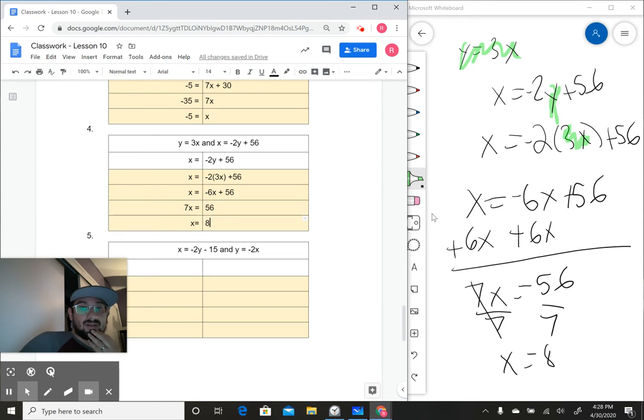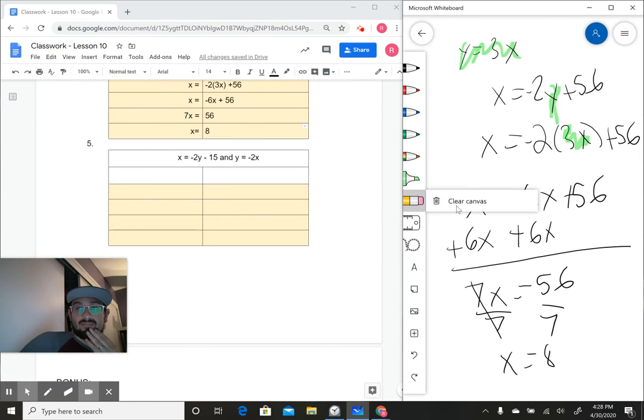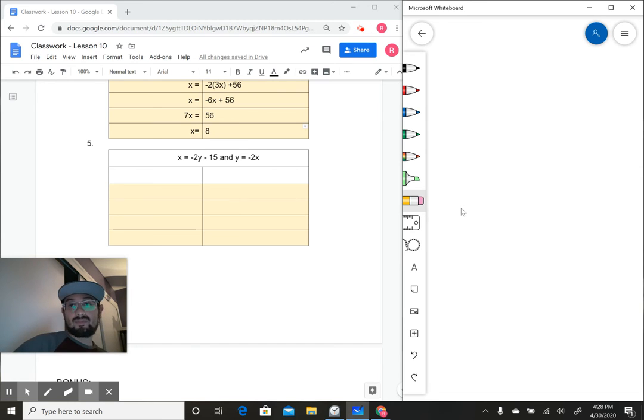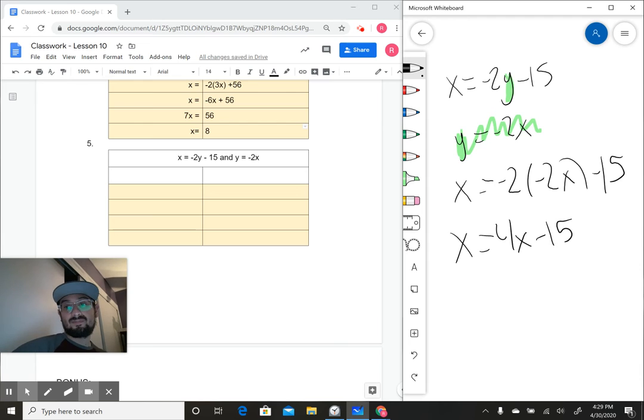Okay, guys, so we're going to be doing number 5. So x equals negative 2y minus 15. Y equals negative 2x. So now this y is by itself over here, right? So we're going to plug it into the other y that I have highlighted. So x equals negative 2 times negative 2x minus 15. So x equals 4x minus 15. Subtract 3x on both sides. Negative 2x equals negative 15.